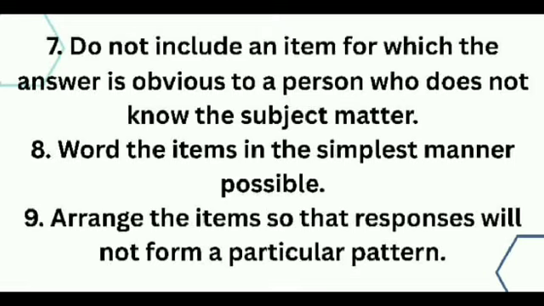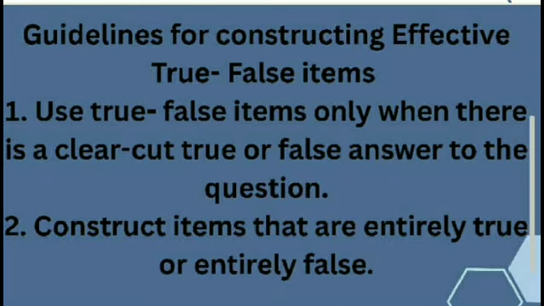Next is arrange the items so that responses will not form a particular pattern. Example: randomize the order of questions or answers to prevent predictable response patterns. These are the guidelines for constructing effective true-false items.